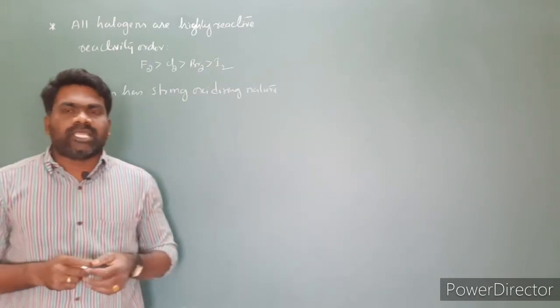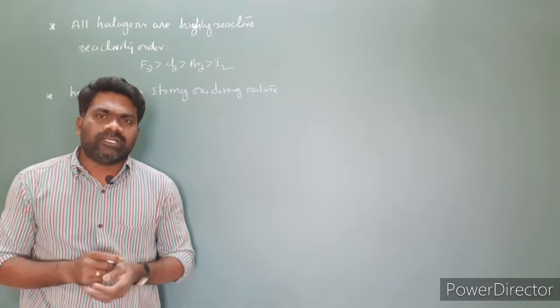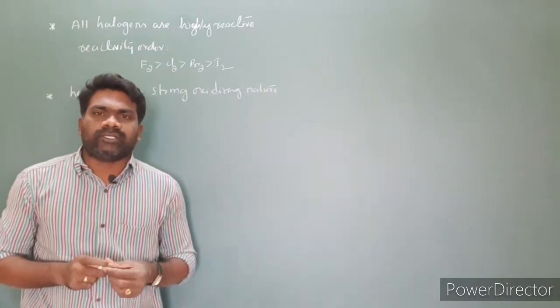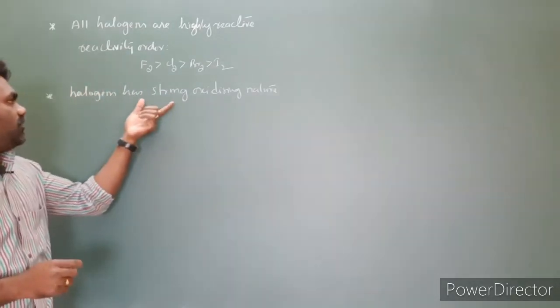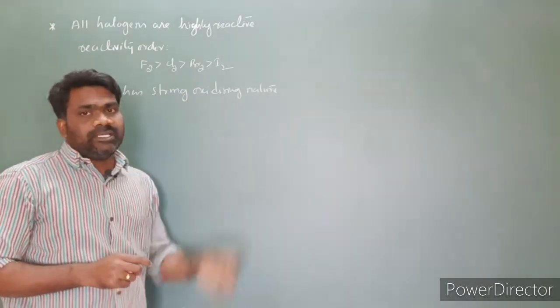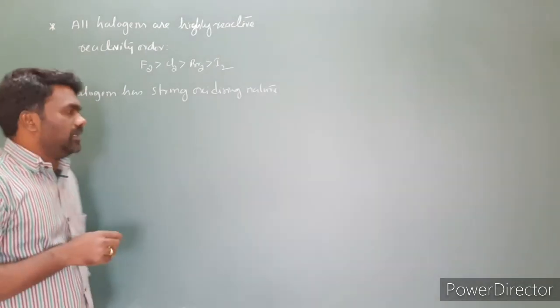I already said they have ns2 np5 electron configuration. They have only 7 valence electrons in the valence shell. As a result, they are short of 1 electron to reach the octet configuration. So they are ready to take electrons, so they behave as strong oxidizing agents. Halogens have a strong oxidizing nature due to their readiness to accept 1 electron.